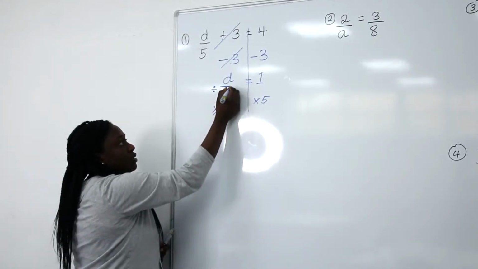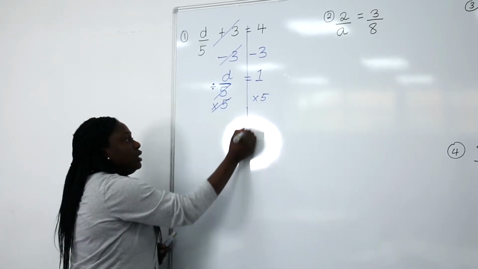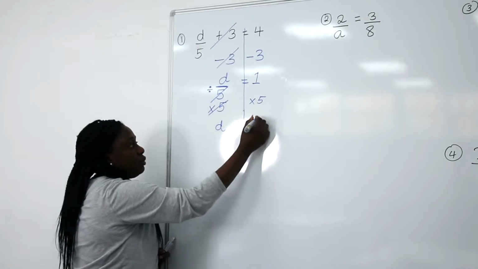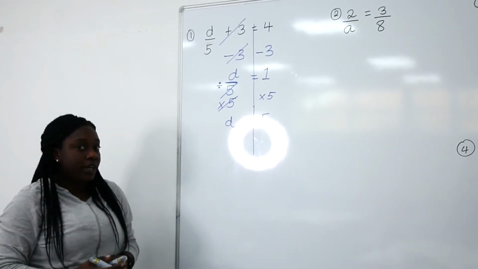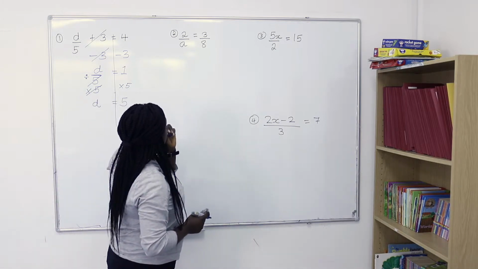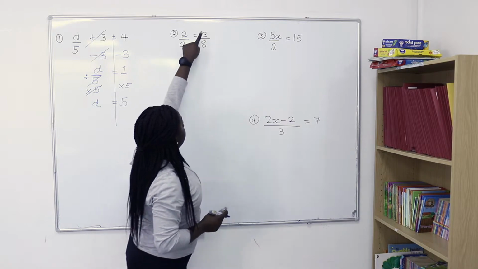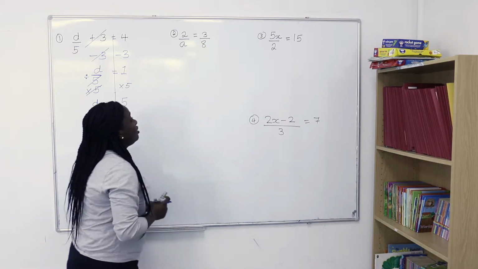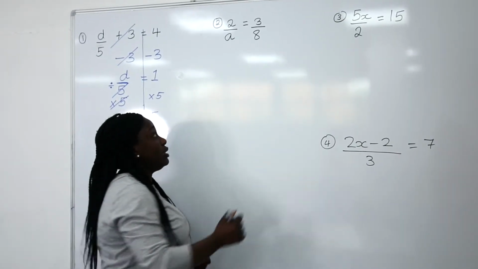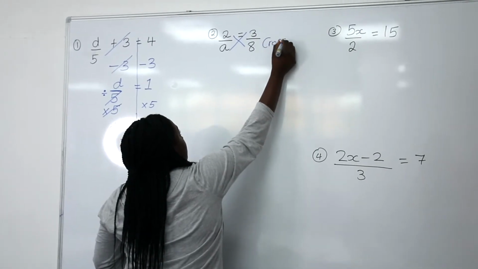This 5 will cancel this 5, because 5 divided by 5 gives a 1. And on this side we'll be left with D, and 1 times 5 on this side will give 5, so D equals 5. So if you get this kind of question, where we have a fraction on its own equaling another fraction on its own, obviously there are various ways of doing this, but the quickest way is to cross multiply. We cross multiply.